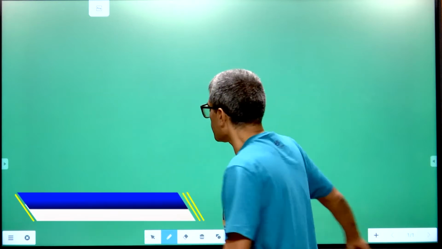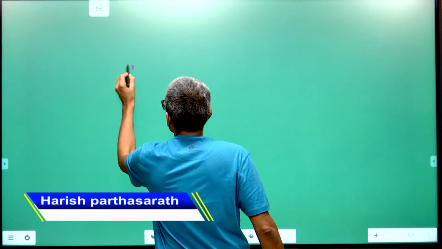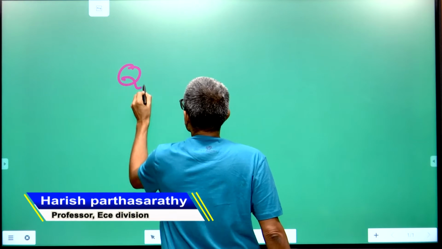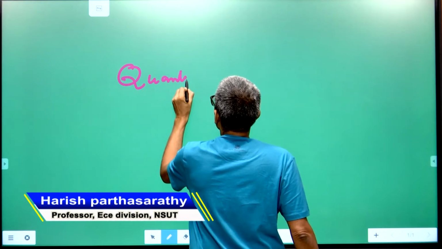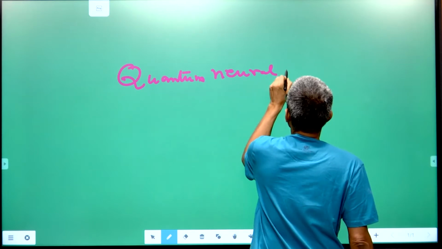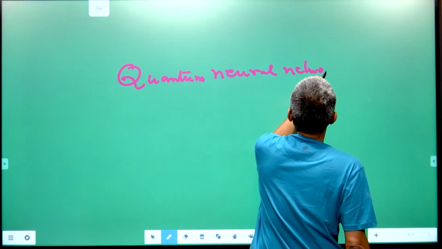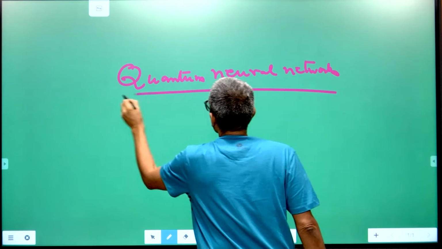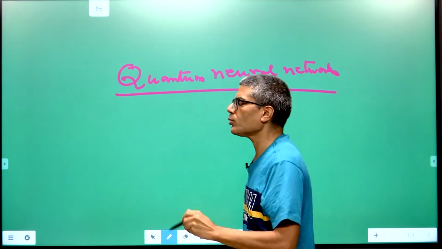So, today I shall speak about a very esoteric topic in signal processing. It is called quantum neural networks. So, what exactly is a quantum neural network? What is an ordinary neural network?